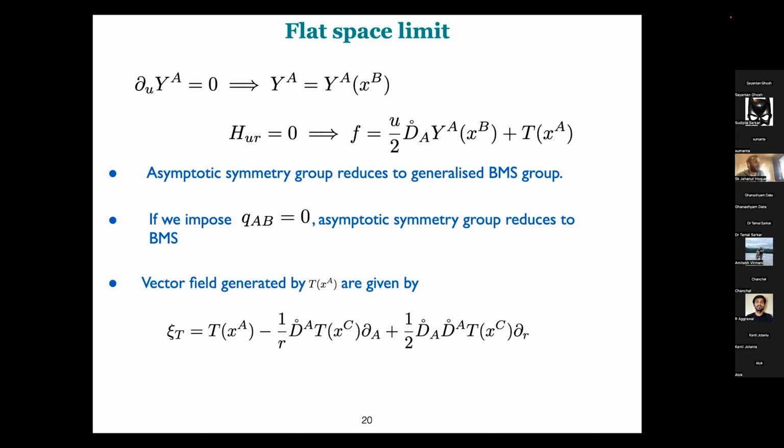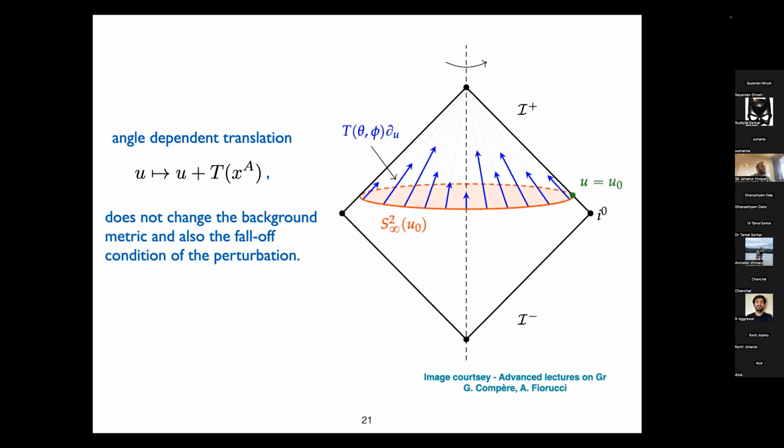Okay. So then if you look at the vector field which is generated by the super translation T, you can just write it in this form, like xi_T. And you can think of it as generating some angle-dependent translation along the u direction. It is like if you translate u goes to u plus some function of theta and phi, then if you look at your Minkowski metric, that doesn't change. And also that doesn't disrupt any of this fall-off condition, because I'm just changing the u direction. So these are the super translations in asymptotically flat space-time. Okay.